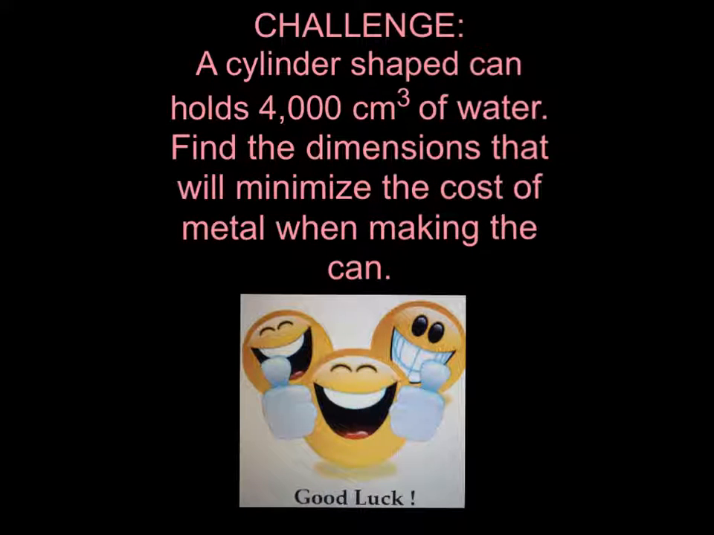Here is a more challenging problem for you to practice minimization with. A cylinder-shaped can holds 4,000 cubic centimeters of water. Find the dimensions that will minimize the cost of metal when making the can. Now you will have to look up the equations for volume and surface area of a cylinder, and you will solve it similarly to the ones we just did.